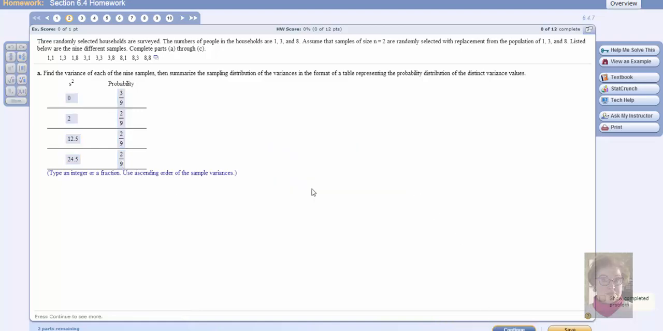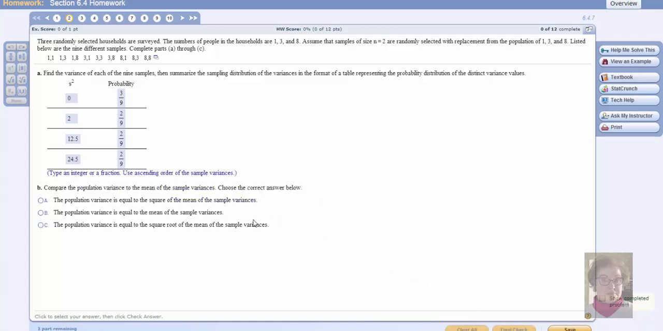Now, in the next part, it asks to compare the population variance to the mean of the sample variances. The mean is the expected value, so you're going to take your value times your probability for each of these, and then add them up. Then you also have to find your population variance.